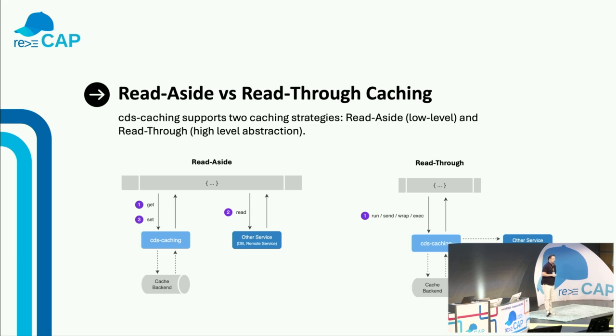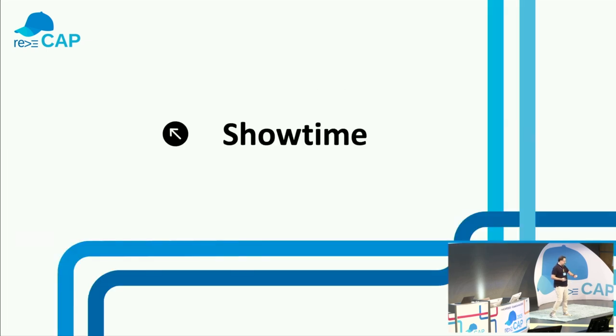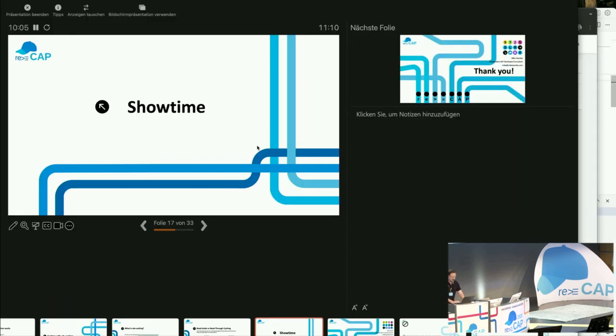CDS caching also supports read-through caching, which means that you delegate some stuff down to the caching service itself, and it will take care of storing the data and reading the data from the cache. So basically what you need to do is just call run, send, rep, and exec. Those are methods that the CDS caching service provides, and then you're ready to go. Okay, so yes, I have 10 minutes time, which is cool. Let's look into some code.